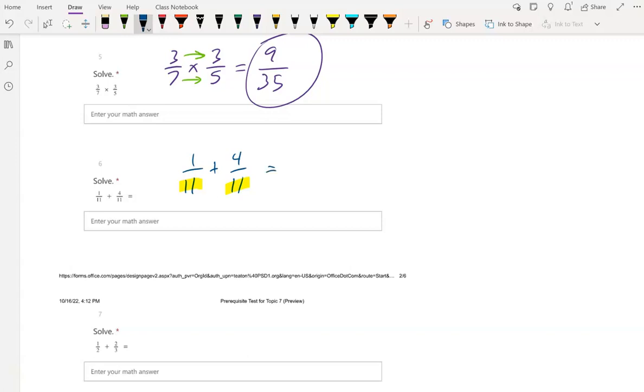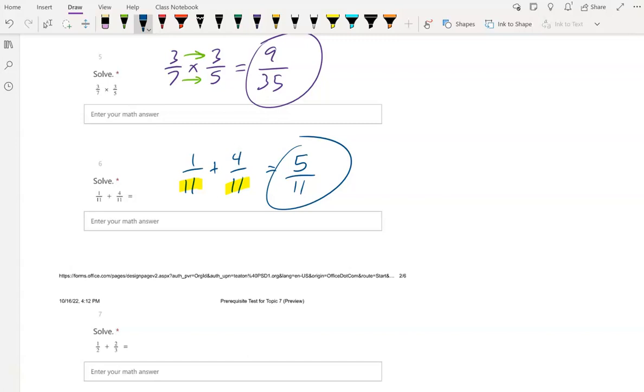1 and 4 is 5. And the denominator is going to just stay the same. It's 11. So 5/11. 1/11 plus 4/11 is 5/11. That's it. It doesn't get any easier than that.